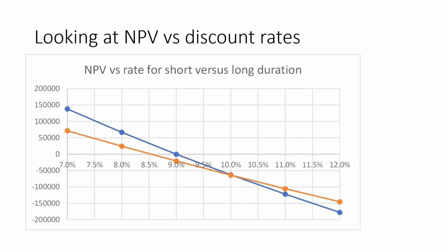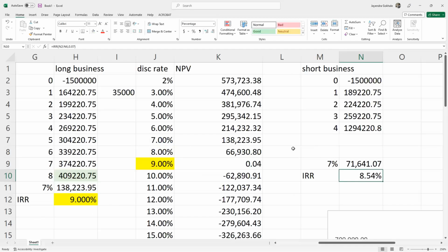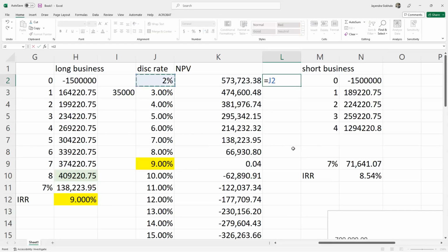Now, if we plot a graph at different discount rates, kind of like this here, so equals NPV, this, comma, fix it. So dollar and $3 colon dollar and $6 plus dollar and $2.